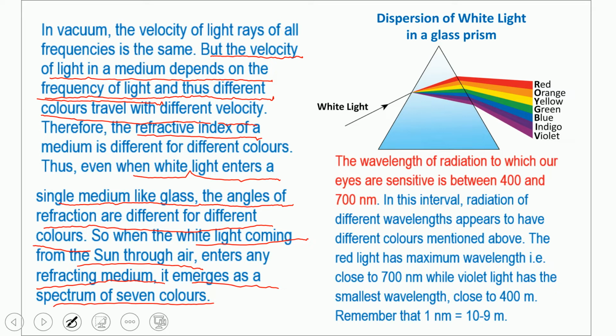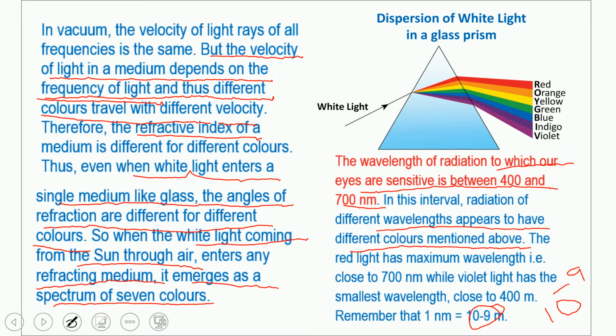The wavelength of the radiation to which our eyes are sensitive is between 400 and 700 nanometers. Nano means 10 raised to minus 9, so you have to read it as 10 raised to minus 9 meters. In this interval, the radiation of different wavelengths appears to have different colors. If it is below 400, the eye is not sensitive; above 700 nanometers, it is not sensitive. Between 400 and 700 nanometers, it is visible.